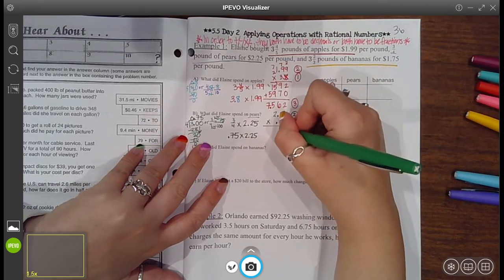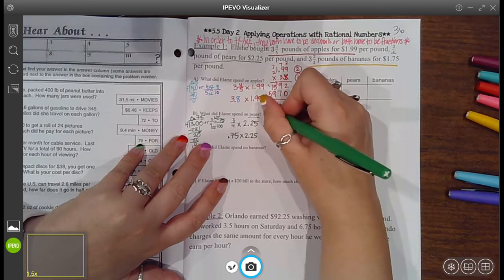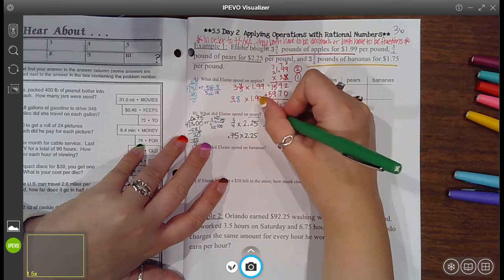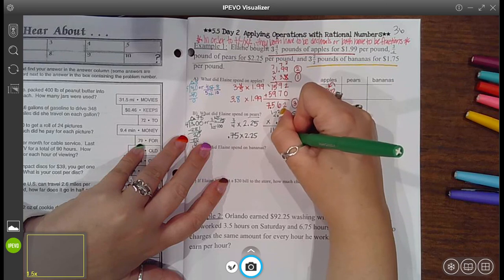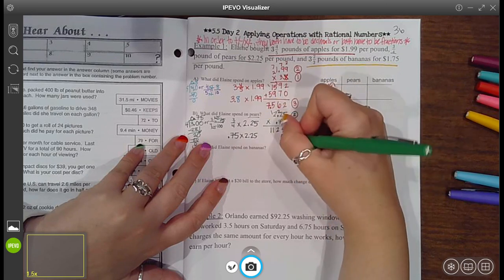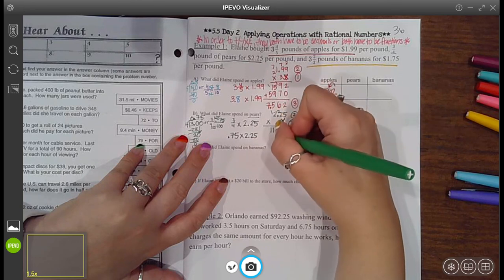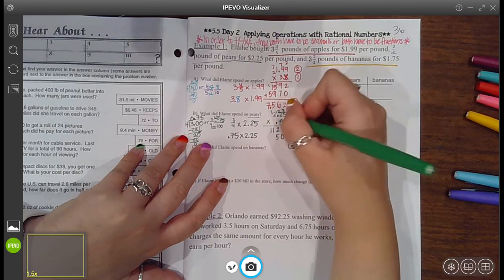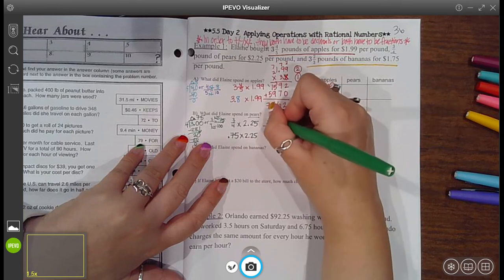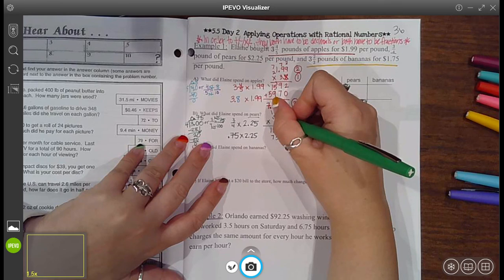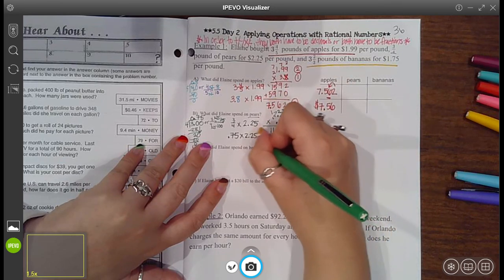5 times 5 is 25. 5 times 2 is 10, plus 2 is 12. 5 times 2 is 10, plus 1 is 11. Now I used up the 5, so I'm going to move on to the 7 in the tens place. So put a 0 placeholder, and now do 7 times all the numbers. 7 times 5 is 35. 7 times 2 is 14, plus 3 is 17. And 7 times 2 is 14 again, plus 1, this time is 15.